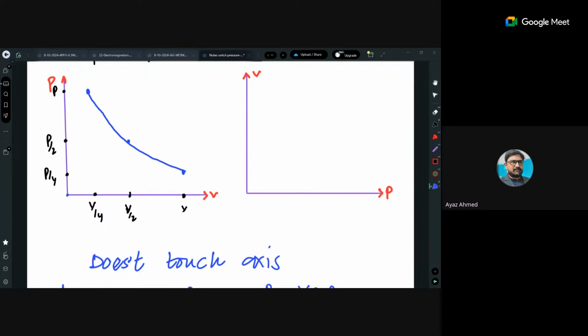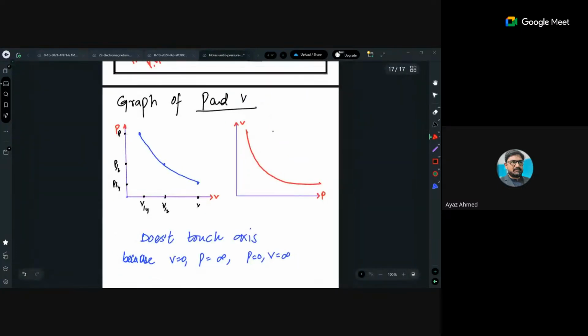Usually it is called isothermal, right? What do we call it? Isothermal. Is it clear? There is a curve. Generally I'm drawing it without values. So these are the graphs, but this is not a straight line, this is a curve.